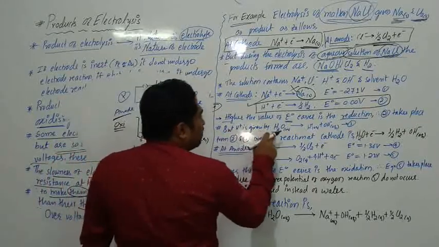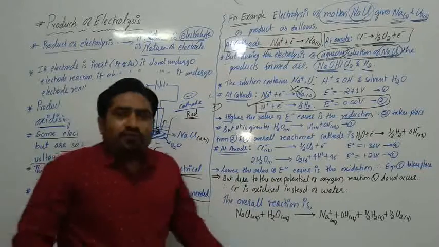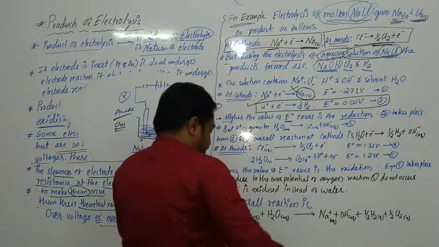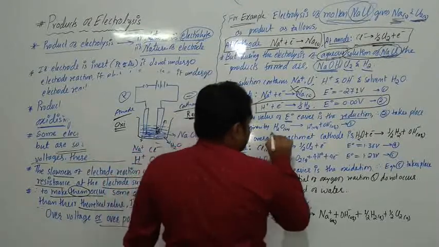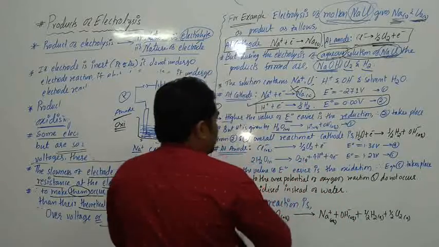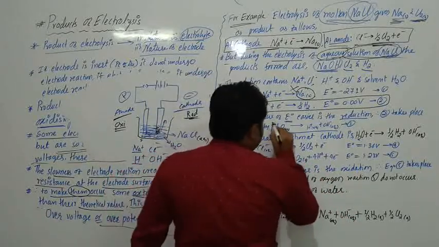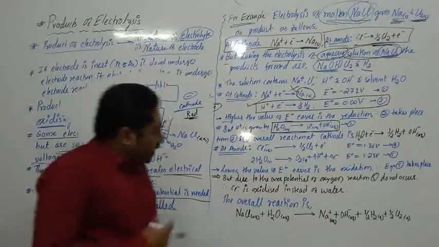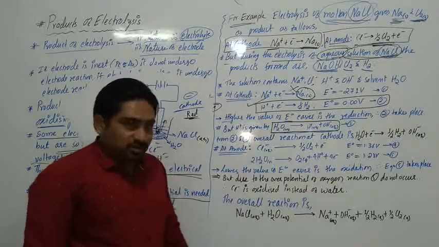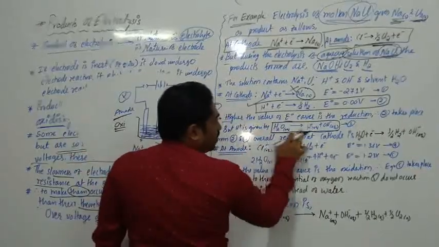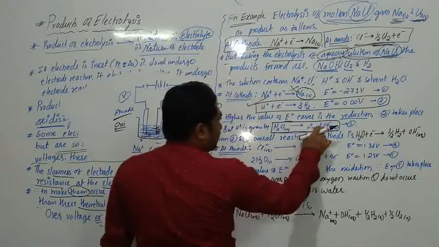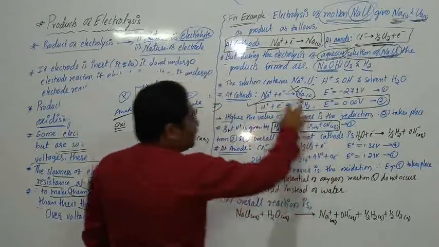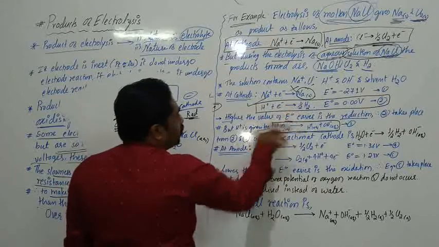But H plus is given by water. Here, from where did H plus come? The H plus came from water. So here water undergoes dissociation or ionization to give H plus and OH minus ions. So first water undergoes dissociation to give H plus and OH minus, then this H plus undergoes reduction to give this hydrogen gas. So by combining 2 and 3 we can write the overall reaction.